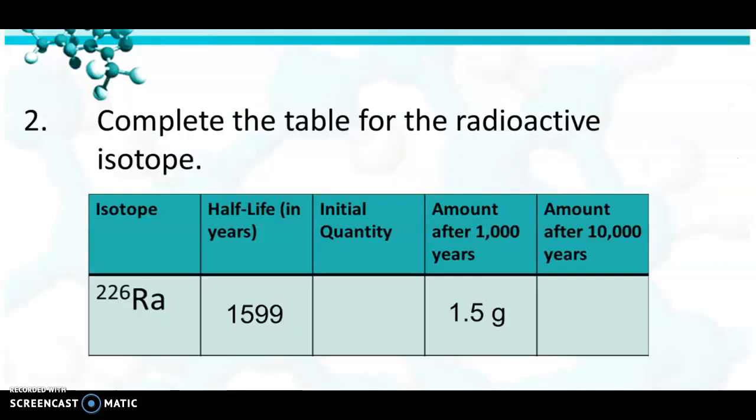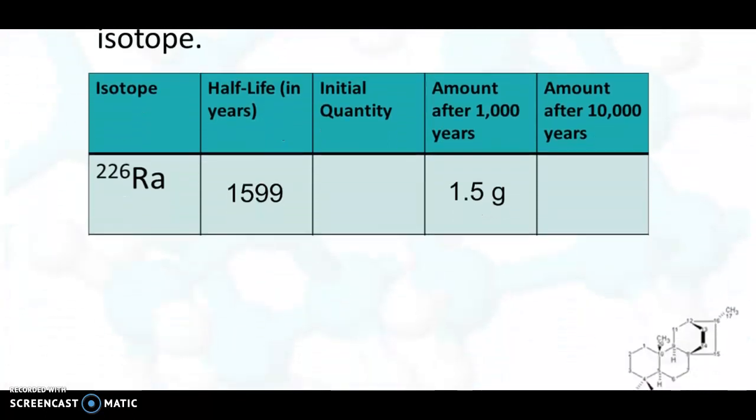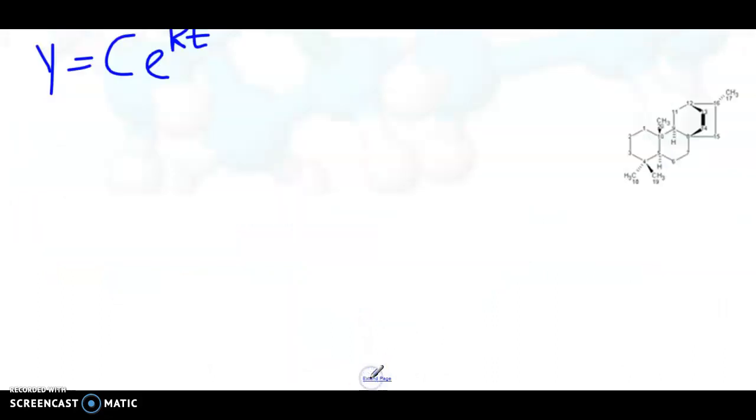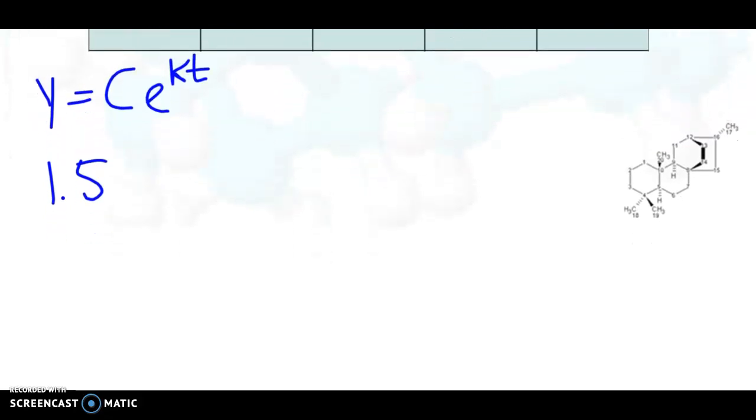Next, it says complete the table for the radioactive isotope. So the isotope is Ra, which of course represents radium. And what we want to do is figure out what is the initial quantity of this sample, and we also want to figure out how much we have after 10,000 years. So we'd be using y is equal to C e to the kt. That's our exponential function. And since it's a half-life function, we know what our k is because we derived it before. So our final amount is 1.5, as it shows up here in our table. 1.5 grams is left over.